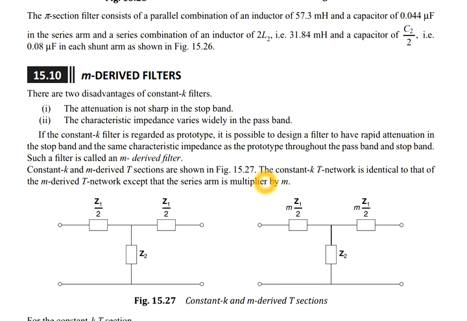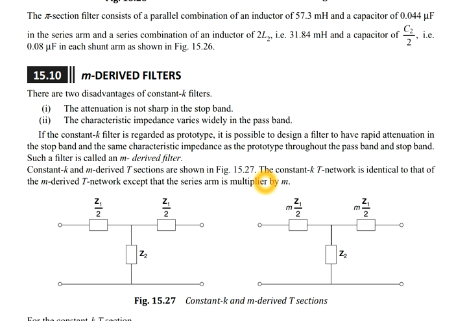Okay, we will see now m-derived filters. So we have discussed constant K filters, but there are certain disadvantages due to which we have to go for certain other type of filters which are known as m-derived filters. And we will see why we need to go for m-derived and how they are going to be designed.